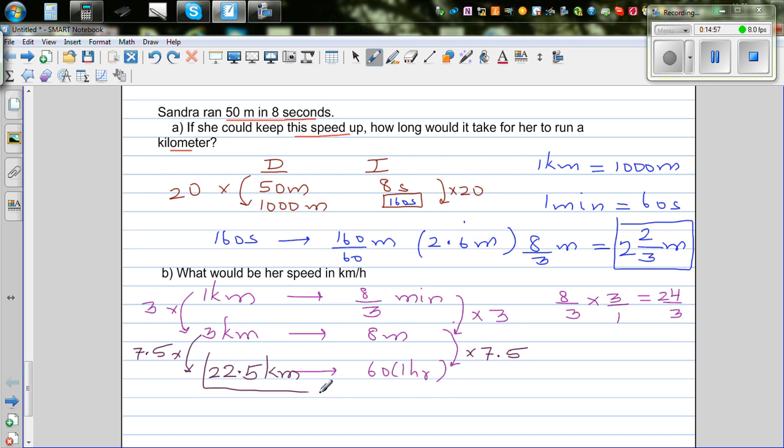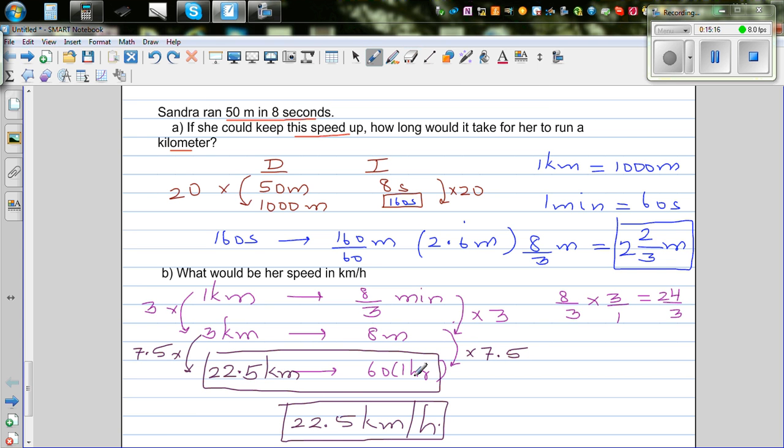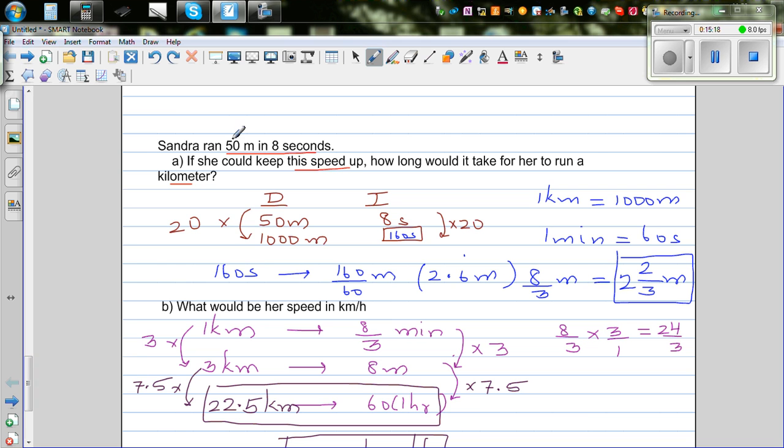And that's what they're asking. What's the speed in kilometers per hour? So the answer would be 22.5 kilometers per hour. You write only h for hour. The unit for hour is h. So the answer is 22.5 kilometers per hour if she runs 50 meters in 8 seconds.